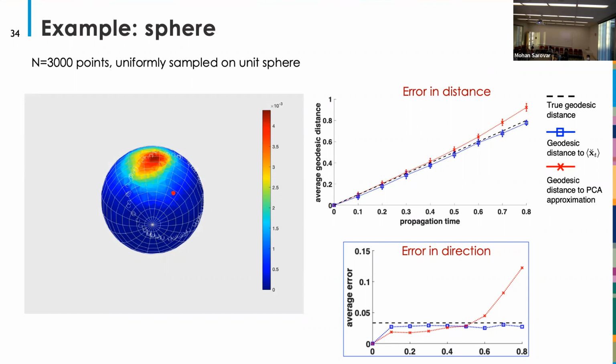You can more rigorously quantify this statistically by propagating many of these and evaluating the mean error in the distance that you go. There are two things you care about. You want to go a distance t, that's the propagation time, and you want to go in the direction that you set off. You can quantify both of those errors, and they're within the H bound that we derived here.